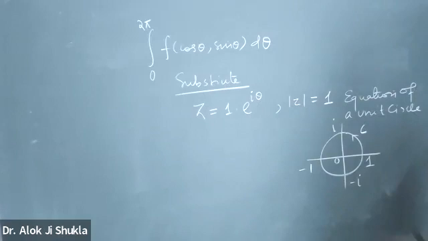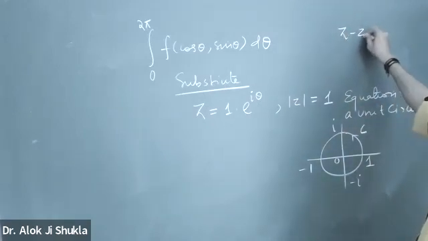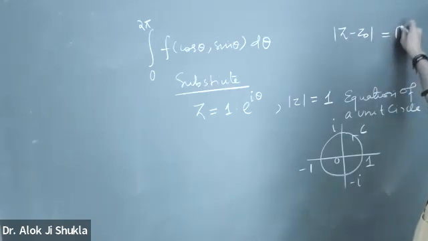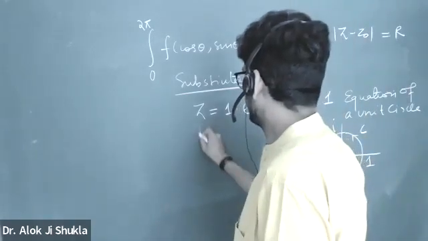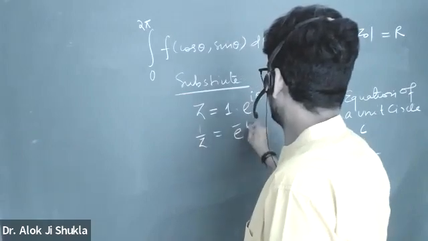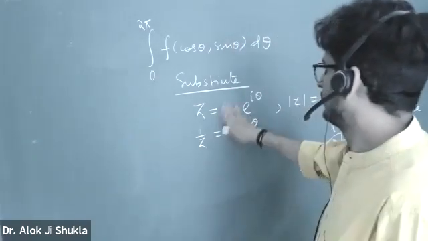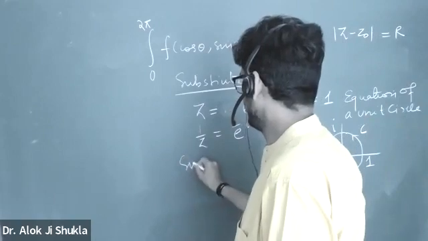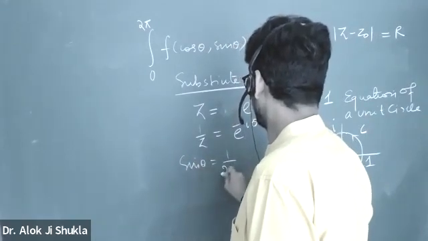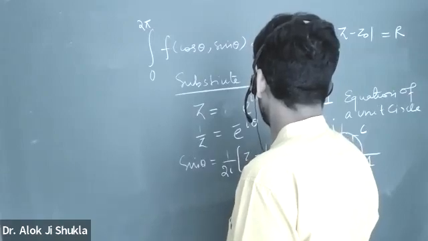This is not a general formula. You know the general formula is z minus z naught is equal to r. So that means z minus z naught is equal to r e to the power i theta. This is a circle centered at z naught with radius capital R. Now when we substitute this, we will find that 1 by z will be e to the power minus i theta, and z is equal to e to the power i theta. So sin theta will be 1 by 2 iota, z minus 1 by z.